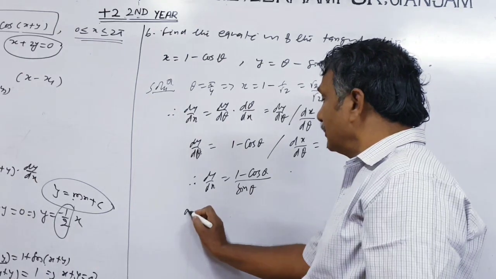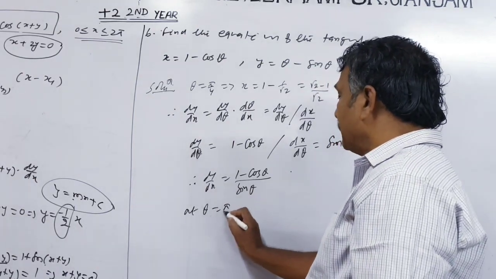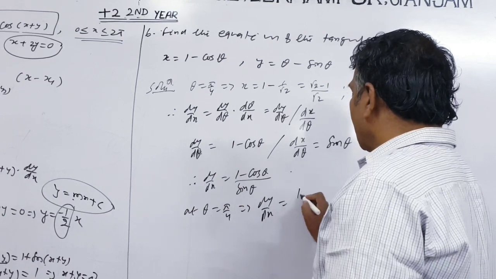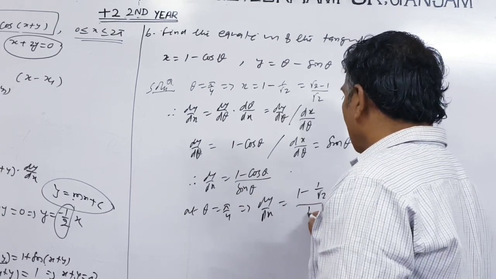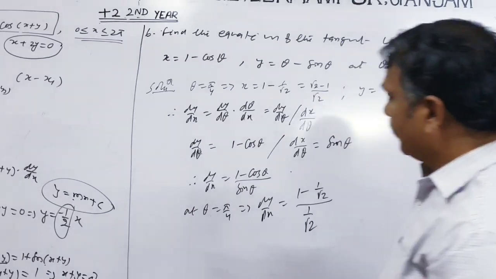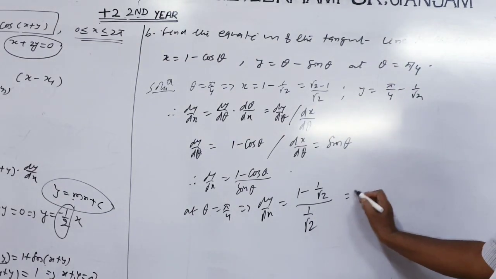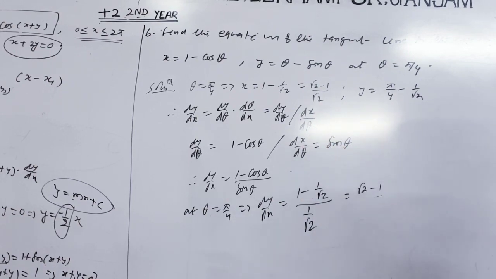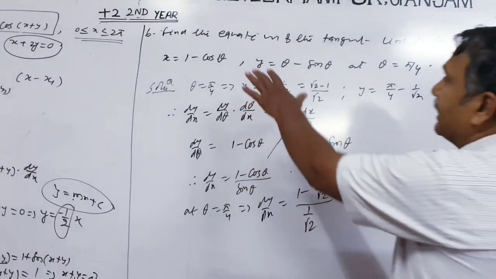Now at theta equal to pi by 4, dy by dx equals (1 minus 1 by root 2) by (1 by root 2), which equals root 2 minus 1 by 1, or root 2 minus 1. This is the slope of the tangent. So find the equation of the tangent.